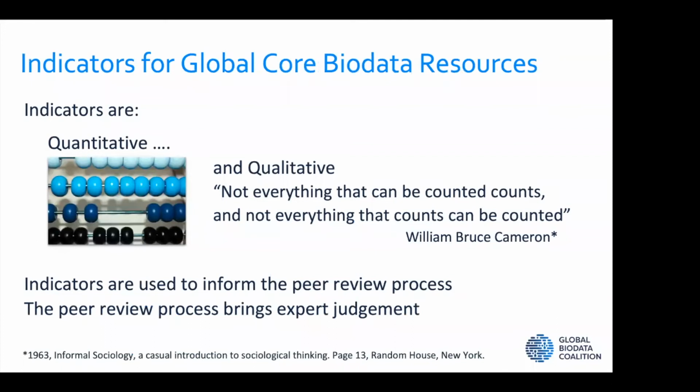We use indicators to frame this assessment. Indicators can be either quantitative, for example, usage statistics, or qualitative, where things are described with text. The qualitative ones are important because not everything that can be counted counts, and not everything that counts can be counted. The indicators, both the quantitative and qualitative ones, are brought together and assessed in a peer review process. The peer reviewers bring expert judgment to the assessment of these characteristics.